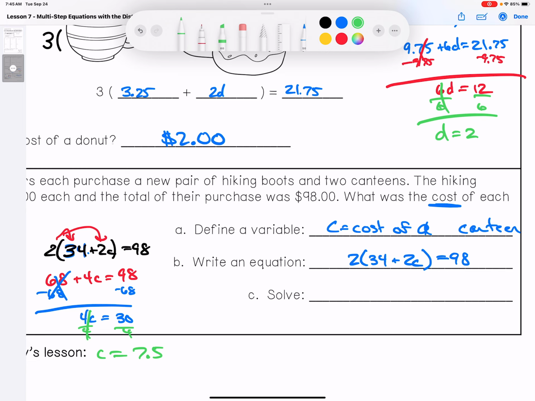So how much did each canteen cost? C equals, remember it was in money, so it's $7.50. 7.5 is the same thing as 7.50, except we're talking about money.